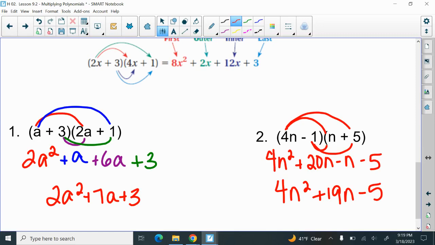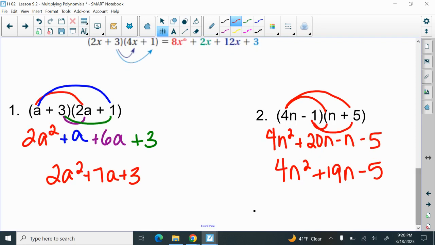I recommend using those loops. I think it's really helpful, and it's a strategy to make sure that you're multiplying each term in the binomial where it needs to be multiplied. And then don't forget those integer operations and that you are combining your terms at the end. Let's go to the next page now.